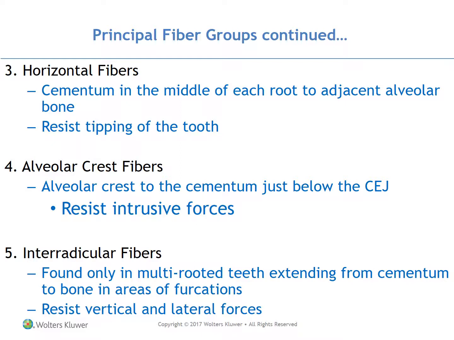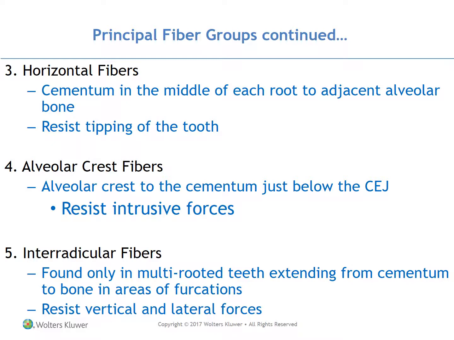These are there to withstand masticatory stress in a vertical direction. Then we have our horizontal fibers. And they extend from the cementum in the middle of each root to the adjacent alveolar bone. These resist the tipping of the tooth. Okay, then we have our alveolar crest fibers. And our alveolar crest fibers go from the alveolar crest, so the top of the bone, to the cementum just below the CEJ, and these resist intrusive forces.